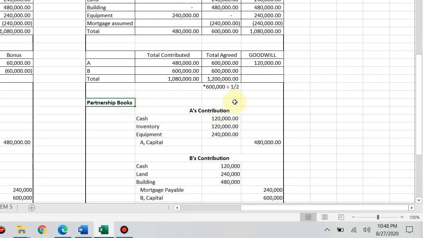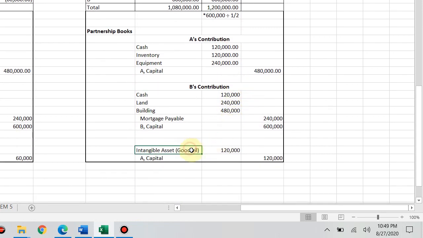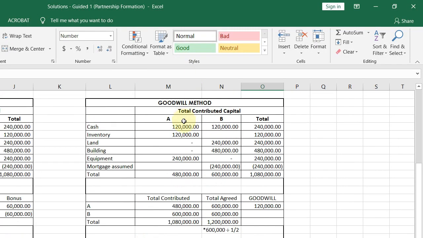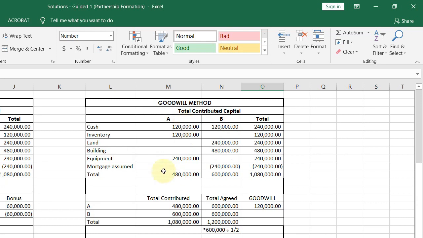How is it recorded in the partnership books? That's the same. A's contribution, B's contribution. The only difference is this. Okay? Goodwill or intangible asset of 120,000 was recognized, and a capital of 120,000. Ma'am, is this always done? As of late, it is not used very much. Okay? Mostly the bonus method is what they use now. Okay? So, yes. We just have to know the difference in executing the two. Okay? Hopefully, you saw the difference.